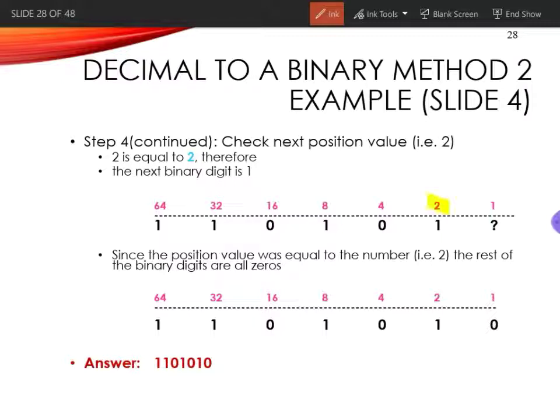The next position, the value is 2, our number is 2, and these are equal. So we mark this as 1 and we mark all the rest as zeros. So in this case we only have 1. If we had more left, all of them would turn into 1s till the least significant bit. So the number that we have generated is going to be 1101010. This is the equivalent of the number that we have converted.